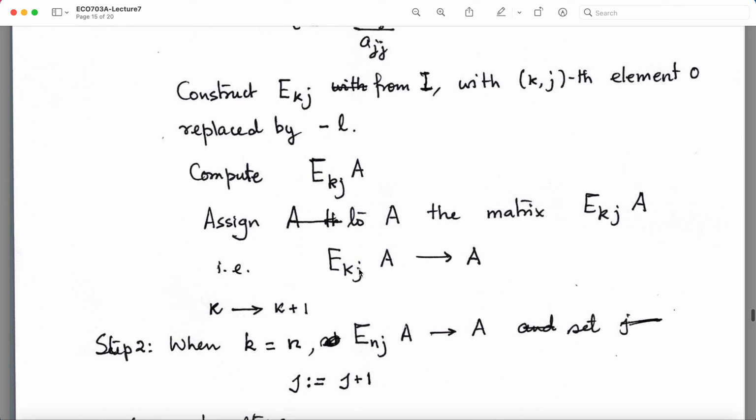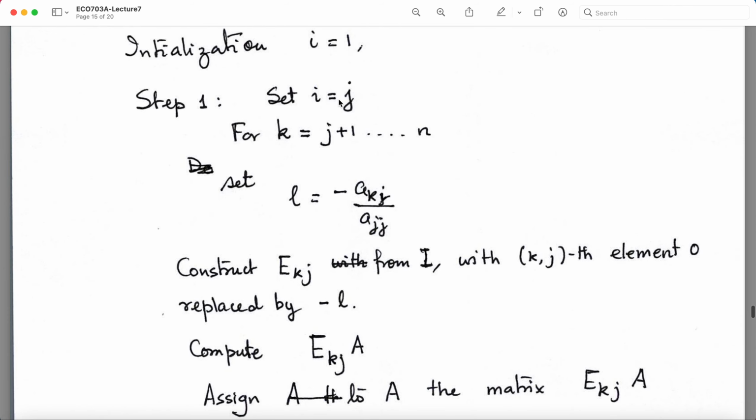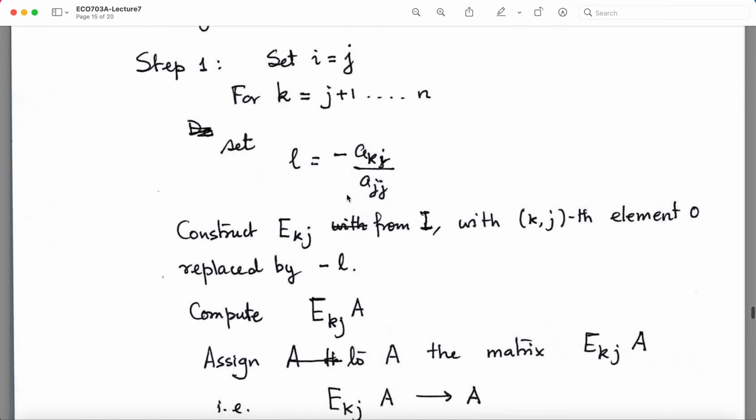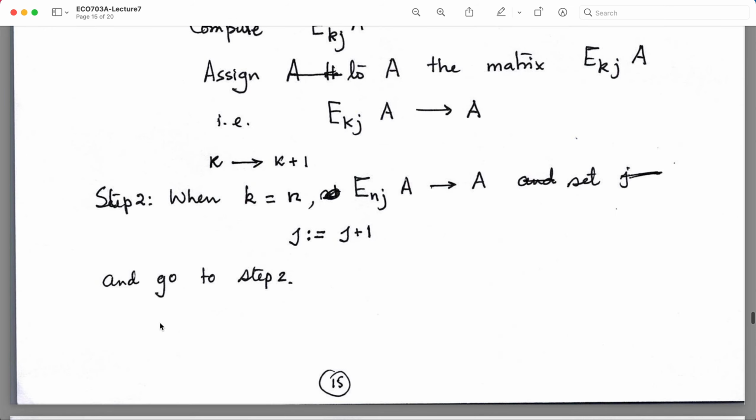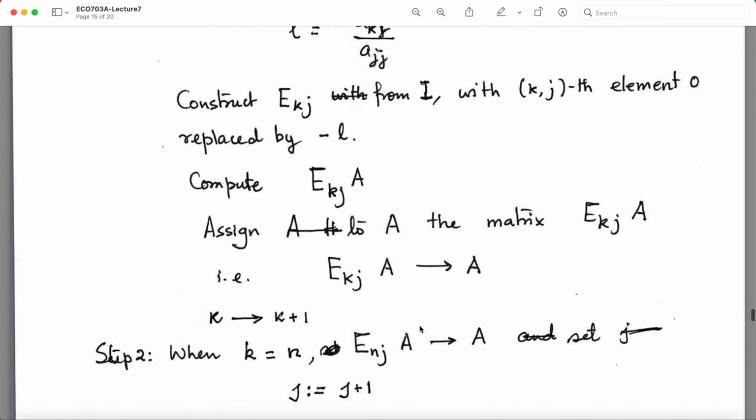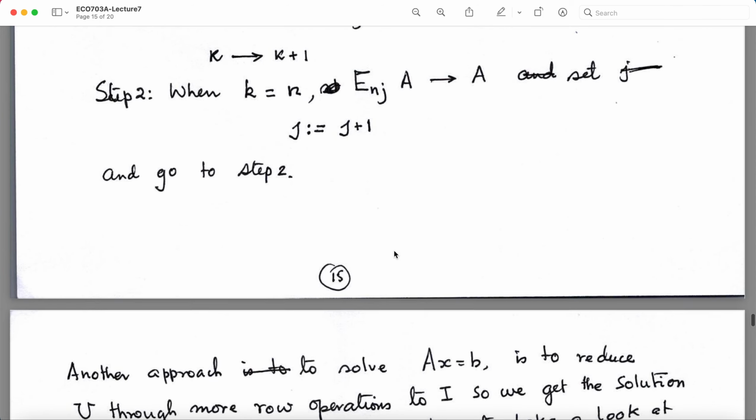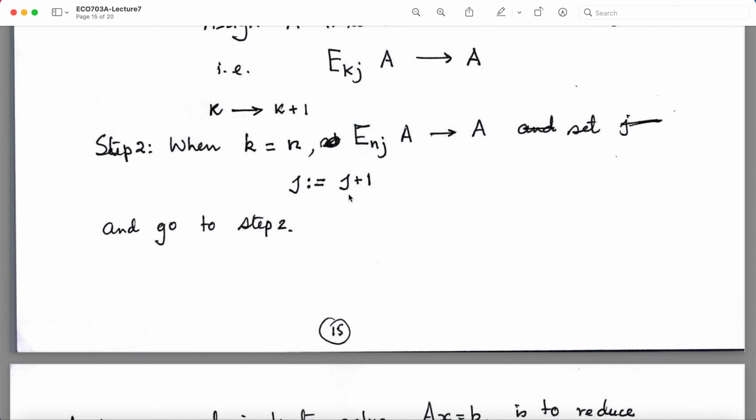When will you stop this step? You will stop this step when you have covered everyone. Start with I equal to 1. So stop when I is equal to N. When the computations of I equal to N are over, stop it. So that would be giving you the upper triangular matrix.